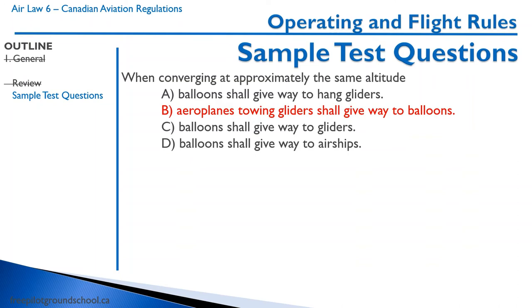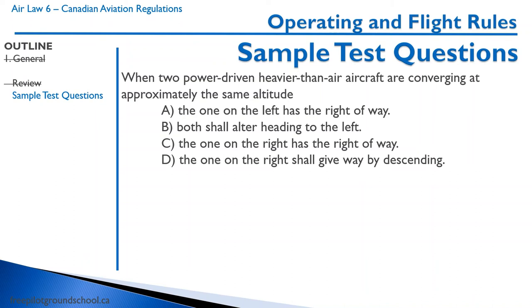When two power-driven heavier-than-air aircraft are converging at approximately the same altitude, the one on the left has the right of way. No, remember, it is the one with the other on the right that has right of way. So both alter heading to the left? No, that's not right. The one on the right has the right of way. C is the correct answer to this.